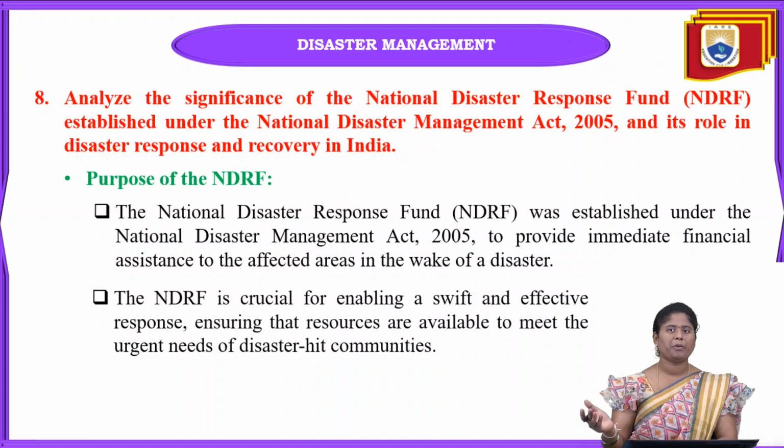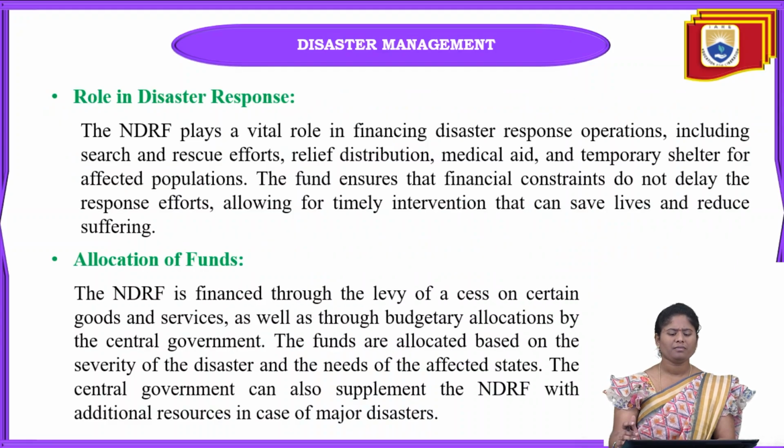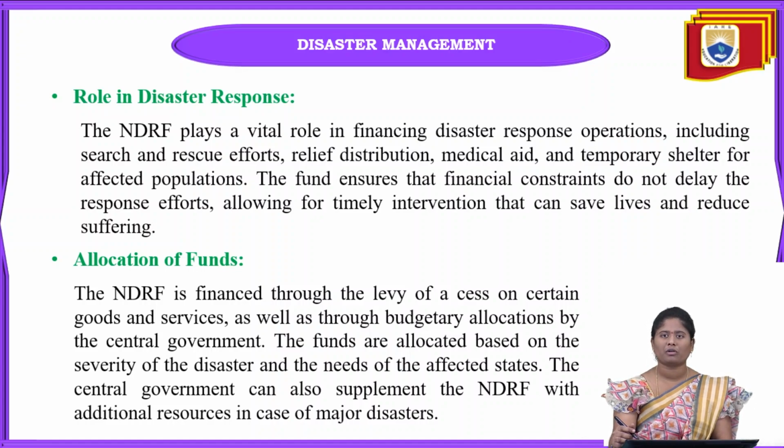The main aim of this NDRF is to provide financial support towards the affected areas and the affected people there. Immediate action can be taken because of this NDRF towards the affected region. And what is the main role in disaster response? It finances disaster response operations, that may be search and rescue efforts. Why? Because for searching and rescue operations we will need many machines, so more money is needed at that time.